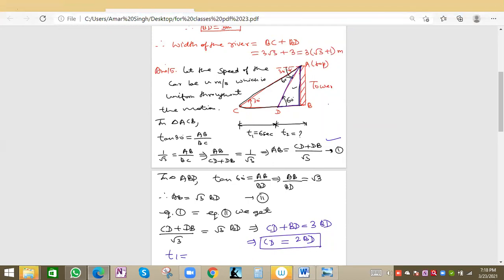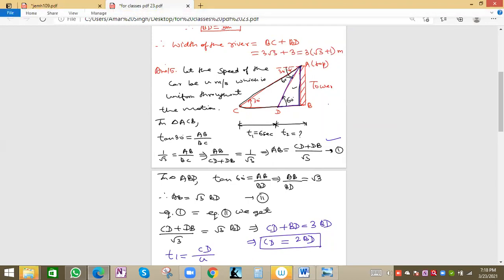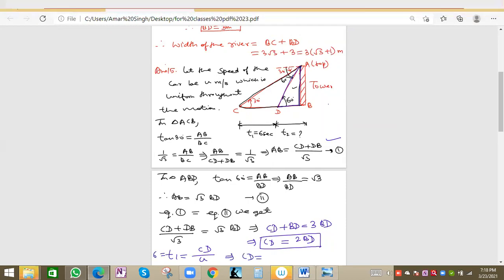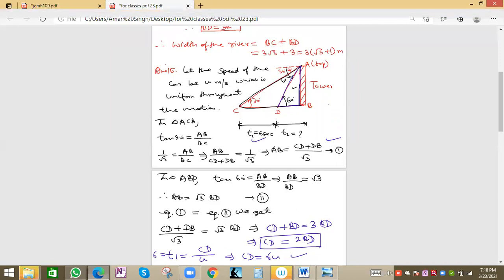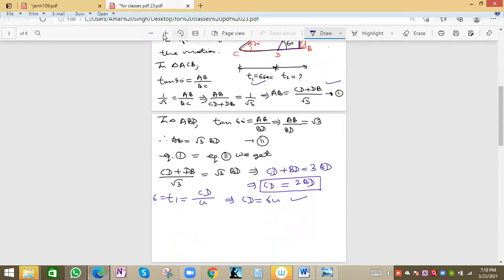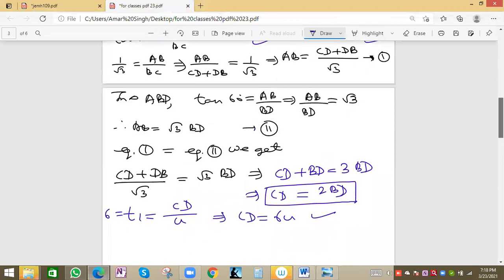Time T1 will be equal to distance CD by speed. Speed is u. Time is equal to distance by speed, and speed is equal to distance by time. This we know. So CD we can find. Time one was 6 seconds, it is given. So T1 is 6 equal to CD by u, and CD will be 6u. So what will be the value of BD?